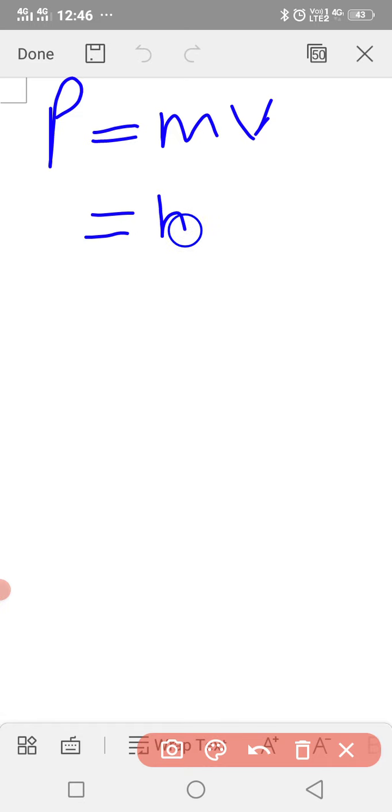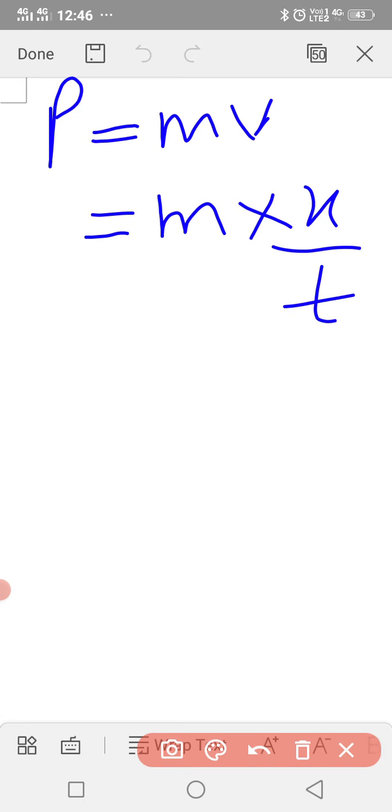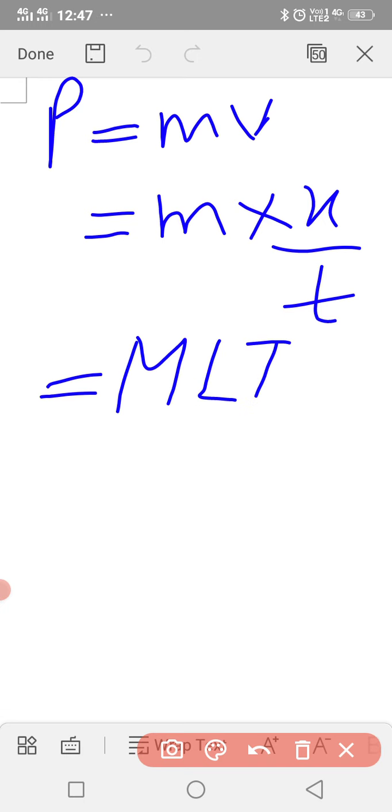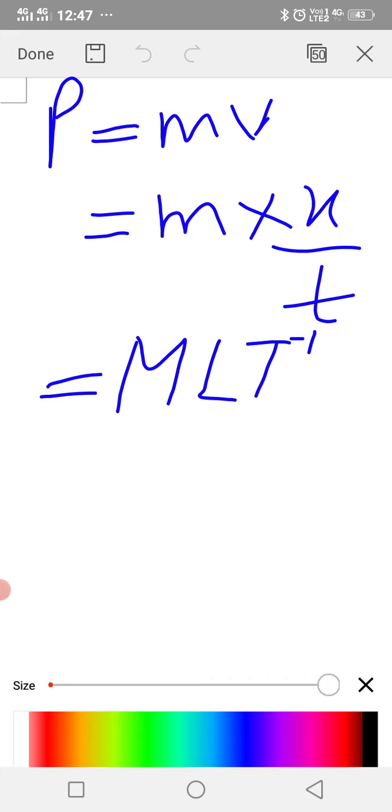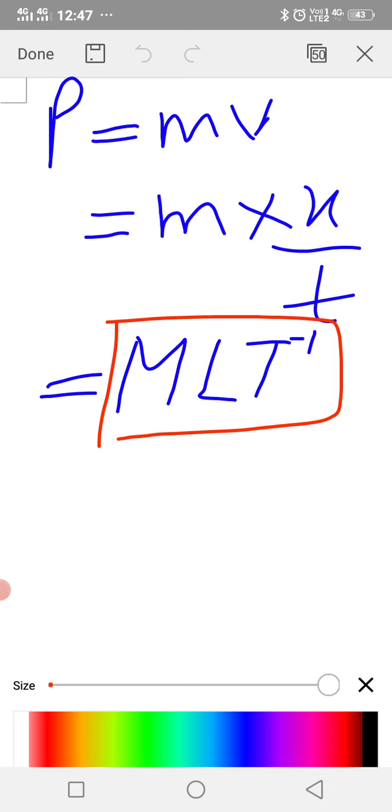I hope now every one of you can do. Mass means M, velocity means distance upon time. So all are in basic terms. Mass means M, distance means L, and time means T. But time is coming from the denominator, so it will be T minus 1. So this is the dimensional formula for linear momentum, MLT minus 1.